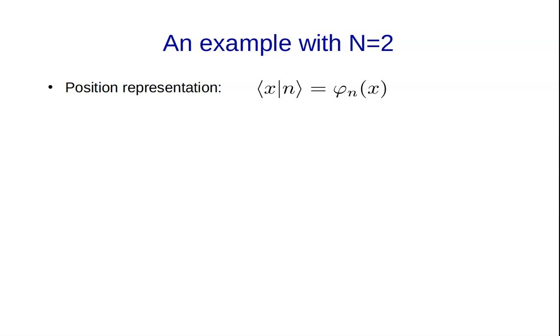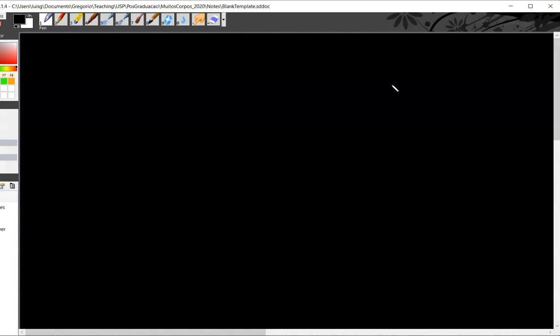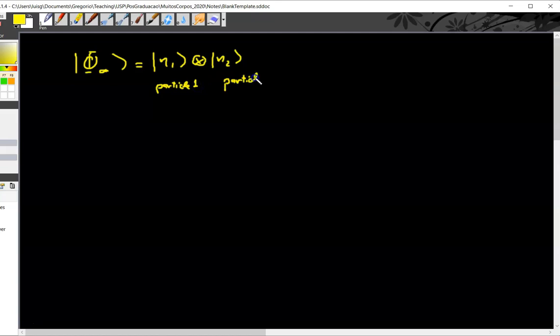For that, let's bring up our blackboard here, and I'll try to remind you how you get, say, a state that is a tensor product of a one state. As I mentioned, I will drop the index here in these notes. So this is particle 1. This is the single particle state for particle 1, and this is the single particle state for particle 2.